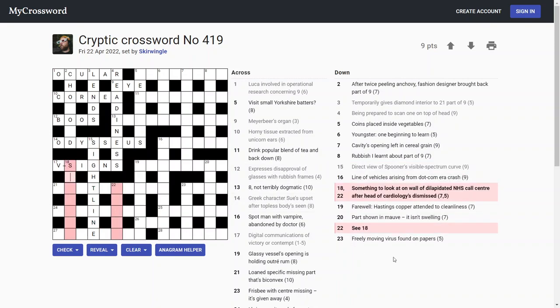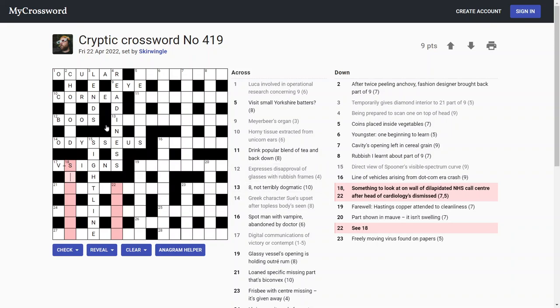Brilliant. I've got a double one here. Something to look at on wall of dilapidated NHS call centre after head of cardiology is dismissed. Wow. So I reckon this is an anagram of NHS call centre without C being the head of cardiology. Something to look at on wall.